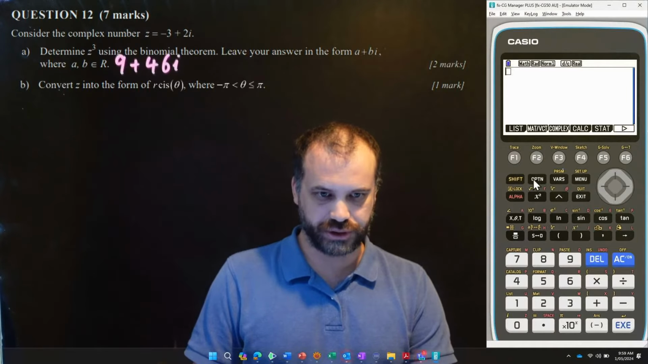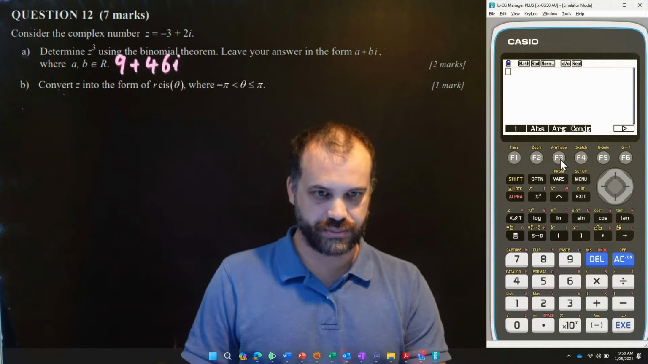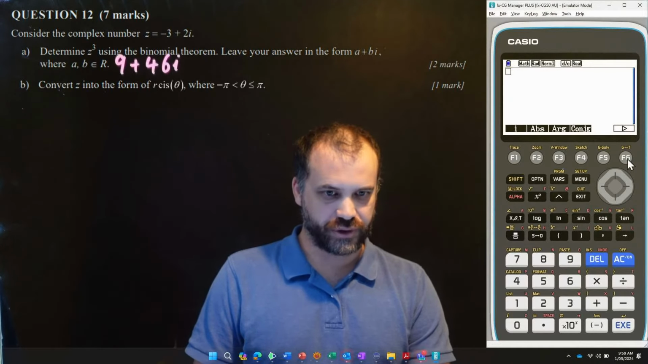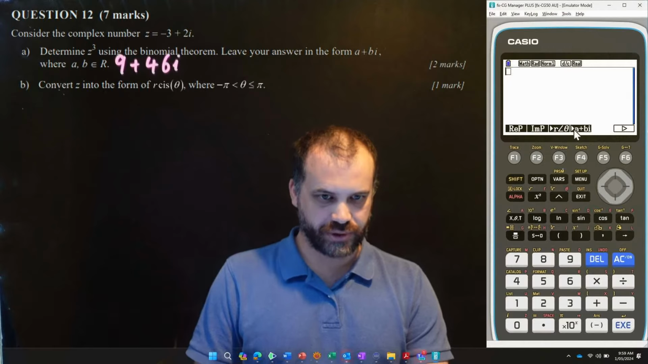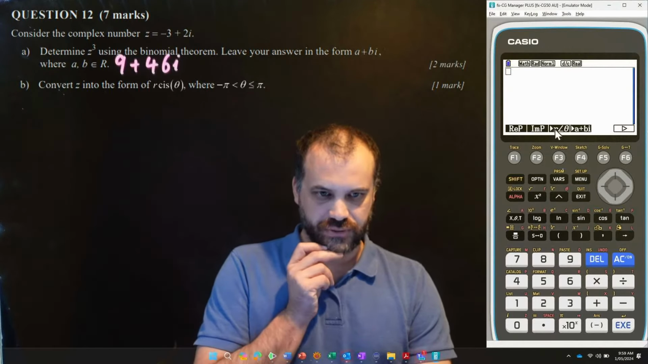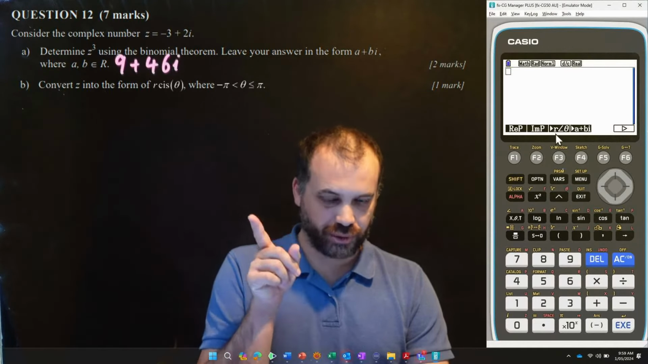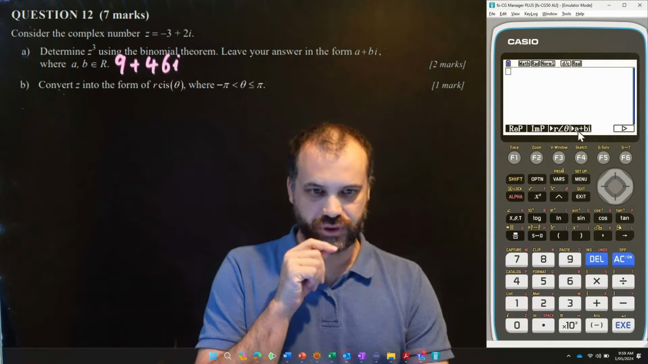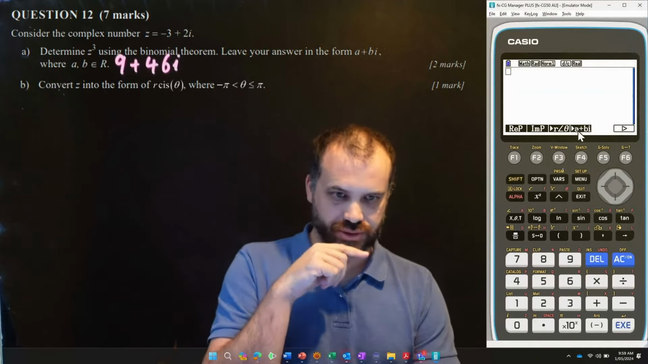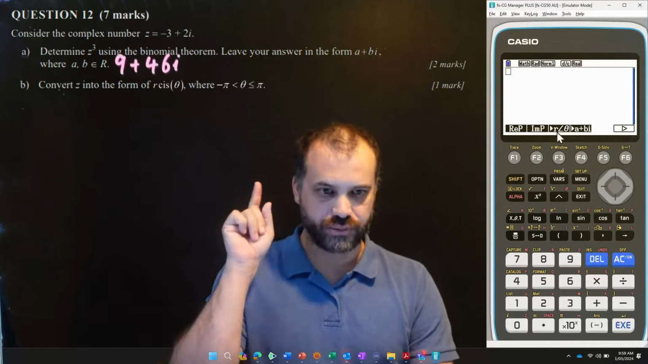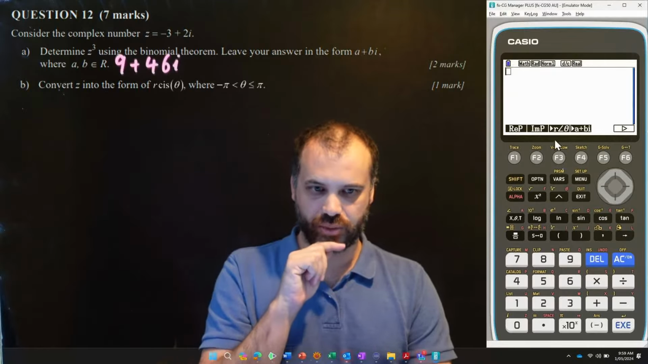Let's go options. Let's go complex numbers. Okay, and then a bit further over. And you can see we've got these buttons here. This is going to convert a complex number to polar form. This is going to convert a polar form complex number to component form. So this is the one I want.